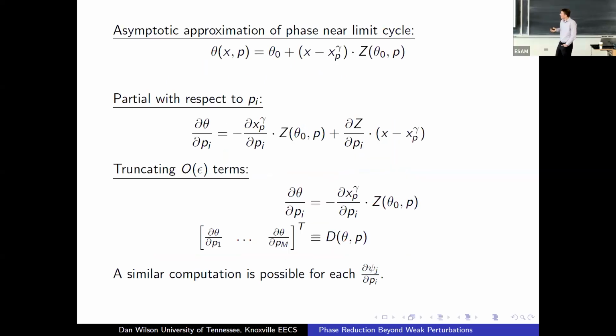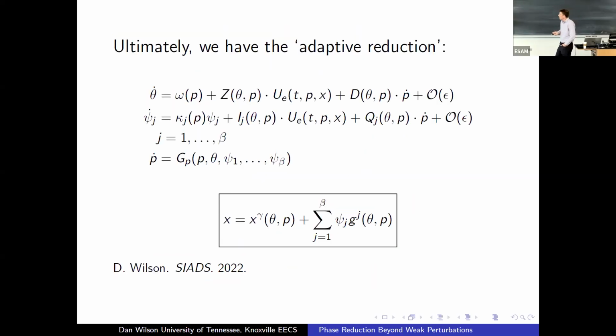It turns out I can also calculate these things, and I end up with something that looks familiar in terms of some of the things that I already know. So for instance, the partial of theta with respect to the ith parameter ends up being equal to -1 times how the periodic orbit changes when I change the ith parameter, dotted with the phase response curve, which I already know. I can calculate this for all of my parameters in my system. I can also do the same thing for my amplitude coordinates until I end up with this adaptive reduction, which looks similar to the phase reduction that we had earlier, but I have some additional terms that once again ultimately allow me to consider larger magnitude inputs.